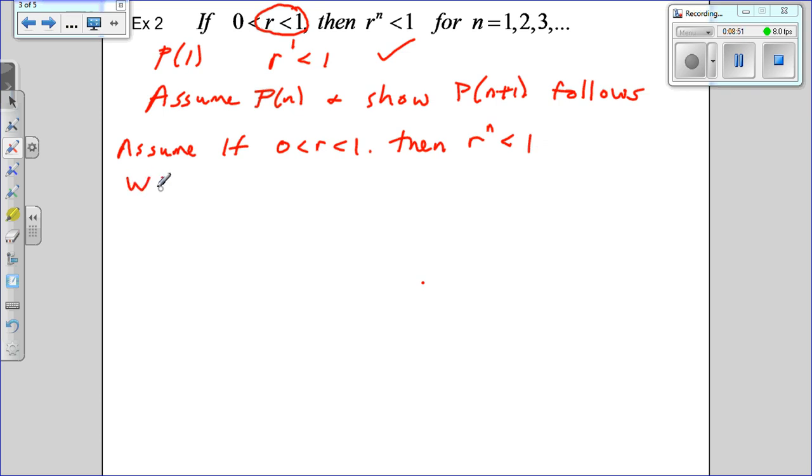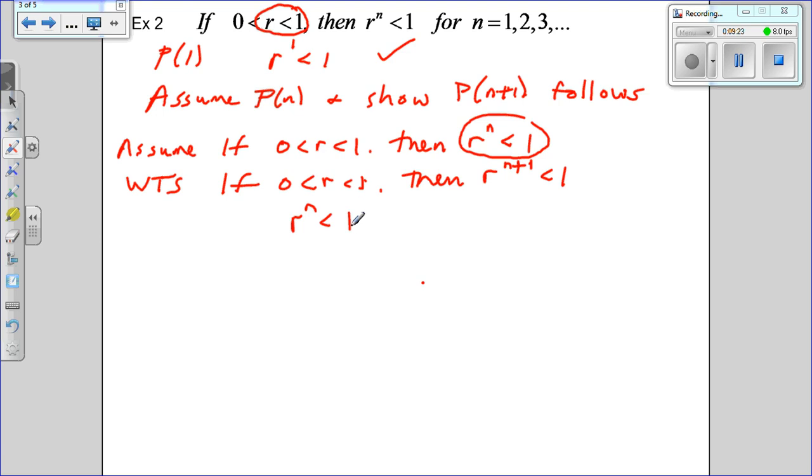Think about what we want to show, WTS. We want to show that if r is in between 0 and 1, then we want to show that r to the n plus 1 is less than 1. So here we go. Let's start with what we assumed, which is this right here, that r to the nth power is less than 1. Think about where we're trying to get, right here.